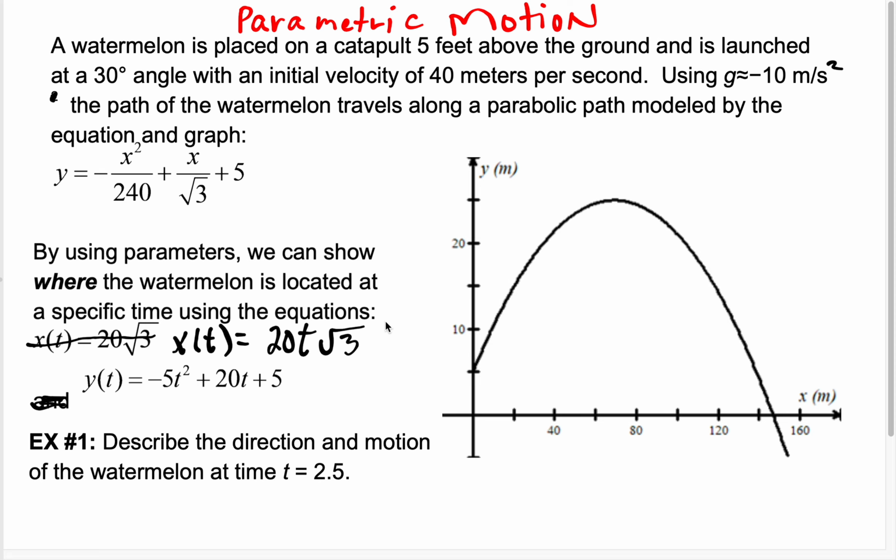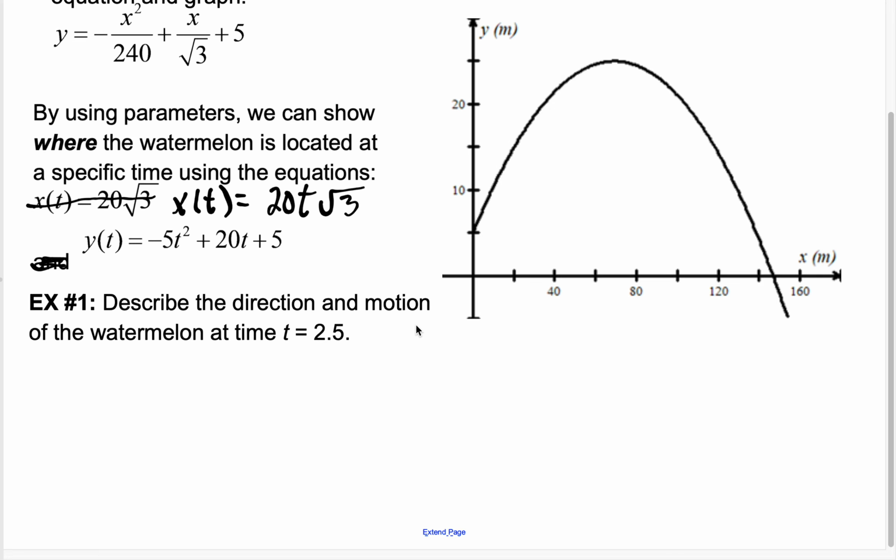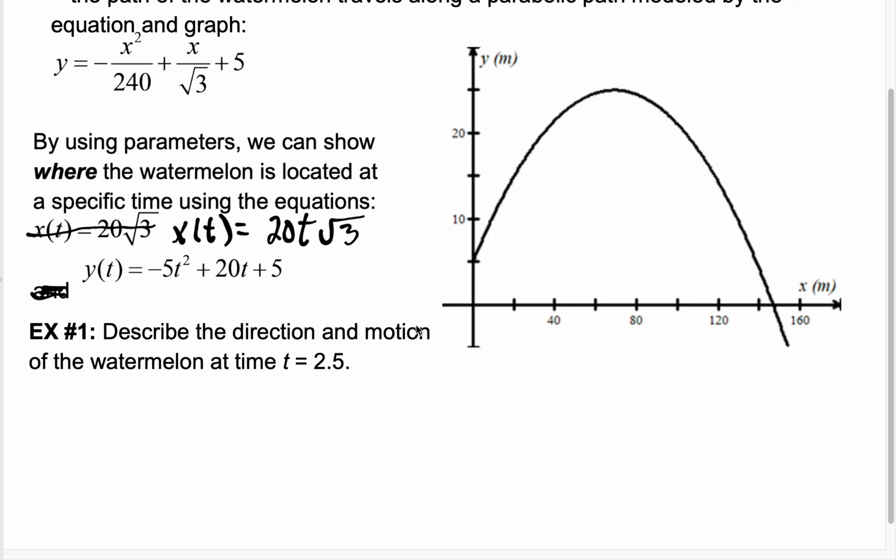By using parameters, we can show where the watermelon is located at a specific time using the equations x of t equals 20 times t root 3 and y of t equals negative 5t squared plus 20t plus 5. So example 1, we are going to describe the direction and the motion of the watermelon at time t equals 2.5.